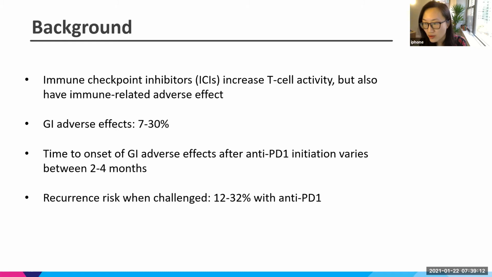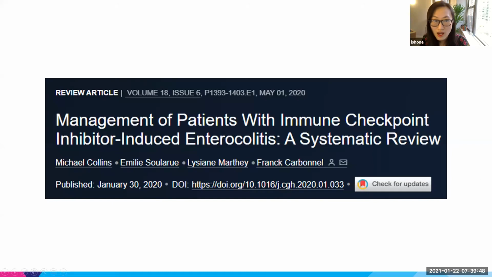And obviously, you have to rule out other important differential diagnoses, such as infection, neoplasia, radiation enteritis, and self-limited diarrhea. And importantly, the reason that diagnosis is so important is because the recurrence risk when re-challenged with anti-PD-L1 specifically is about 12 to 30%. So that's why the oncologists a lot of times will push us, rightfully so, to perform an endoscopy to make this diagnosis because it determines whether or not they can continue with the therapies.